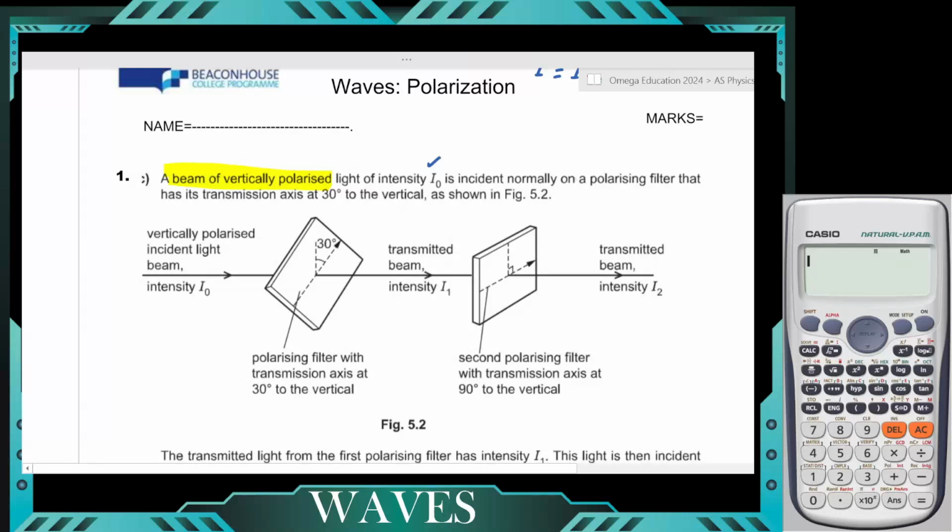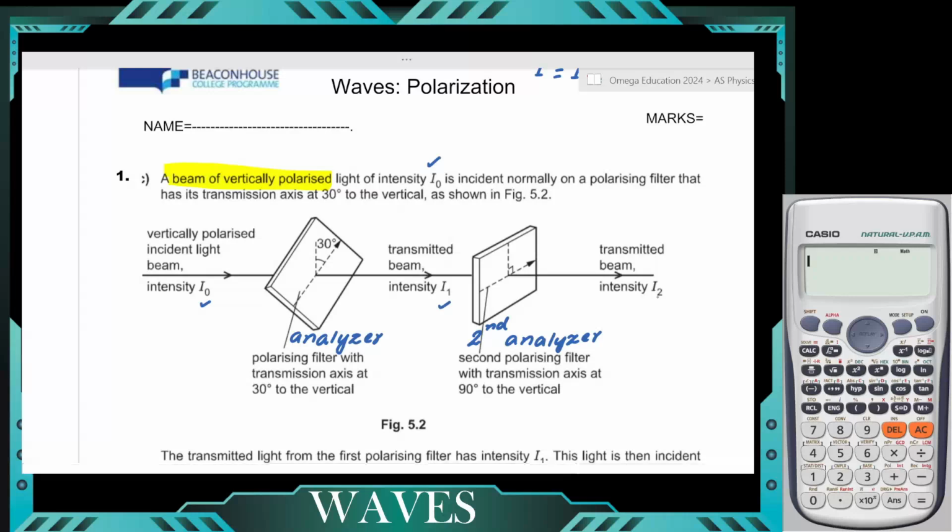Okay, so this light is incident normally on a polarizing filter that has a transmission axis at an angle 30 degree to the vertical. So this polarizer that they have shown over here, now technically this is the first analyzer. So this is your first analyzer, and it is placed at an angle of 30 degree with respect to the vertical light. So intensity before the analyzer is I naught, intensity after the first analyzer is I1. And then we place another analyzer. So this is technically your second analyzer, and intensity after the light passes through the second analyzer is I2.